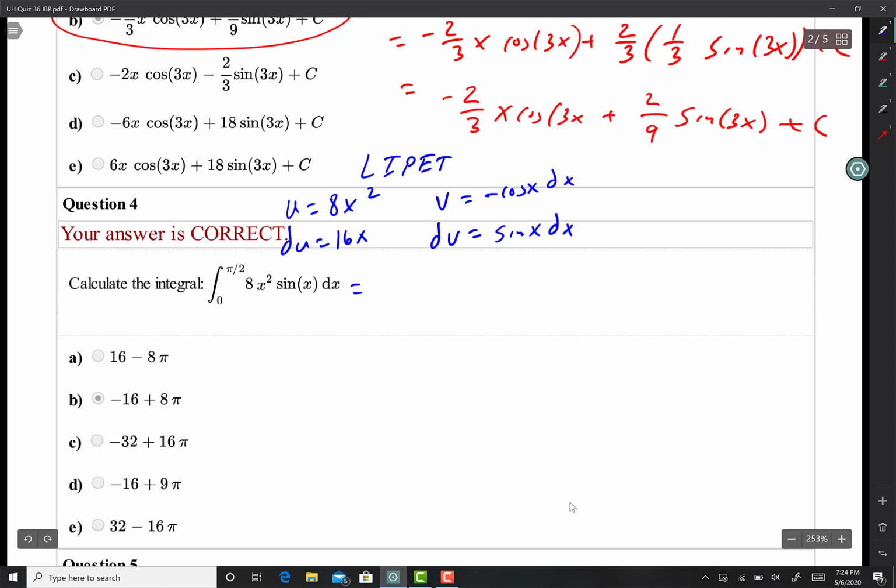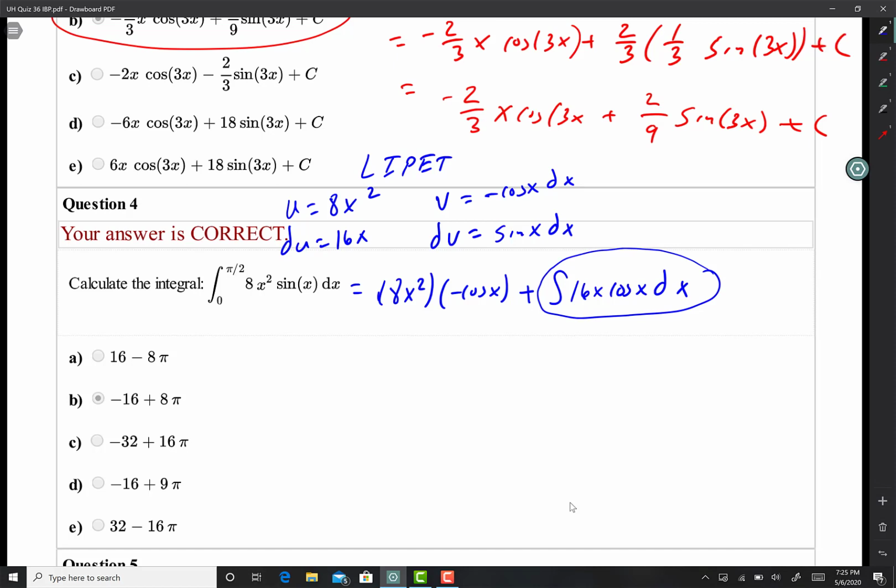So check it out. This is going to equal uv, 8x squared times negative cosine x, minus integral of v du. So v is the negative cosine x, du is 16x, so negative times the negative is a positive, so there's my positive right there, 16x cosine x dx. Now notice, I'm not done. You're going to have to do another integration by parts there, guys. So I'm going to circle it in red.